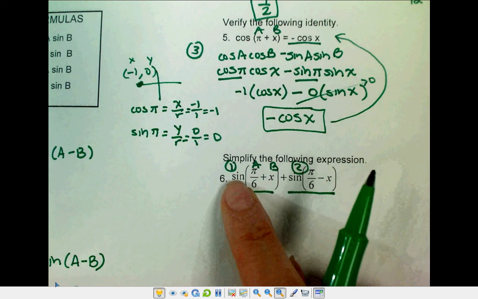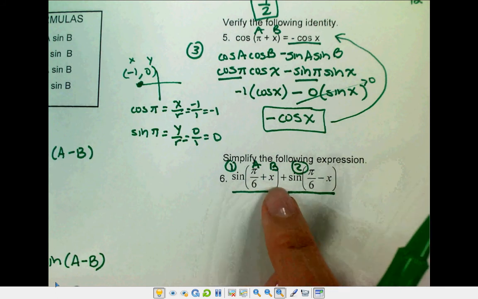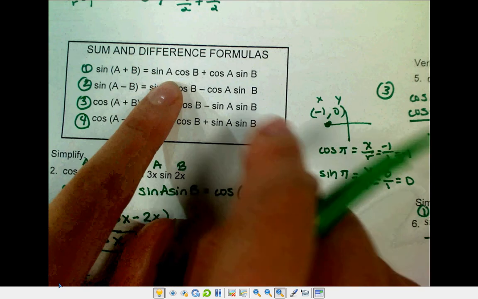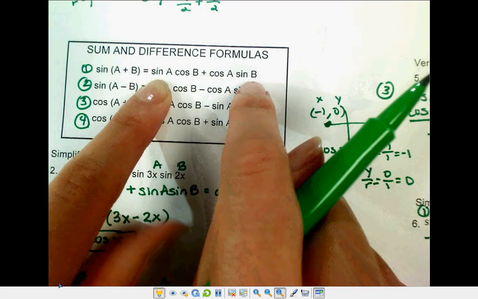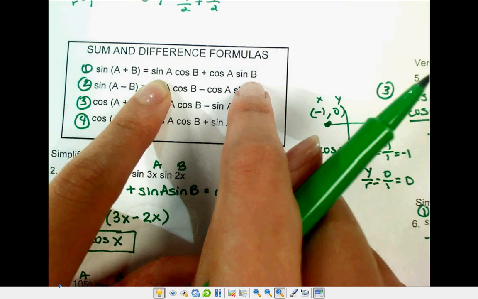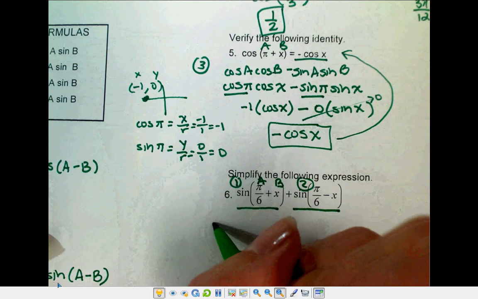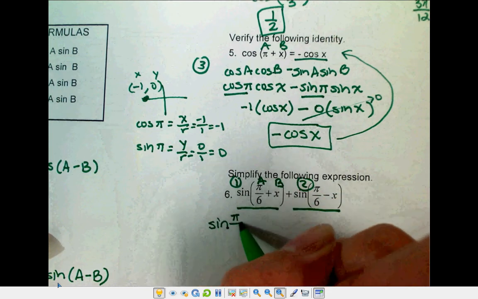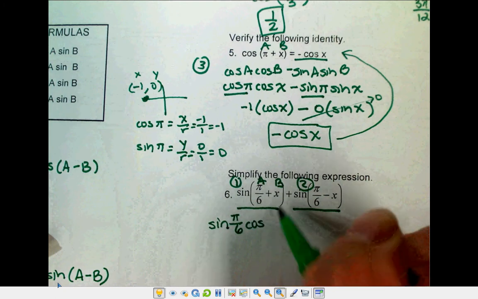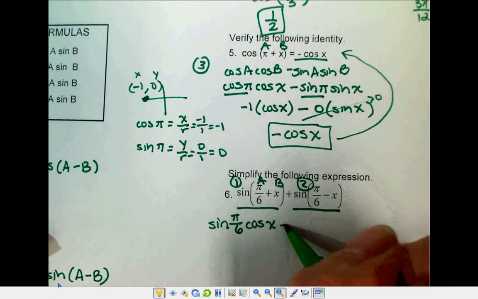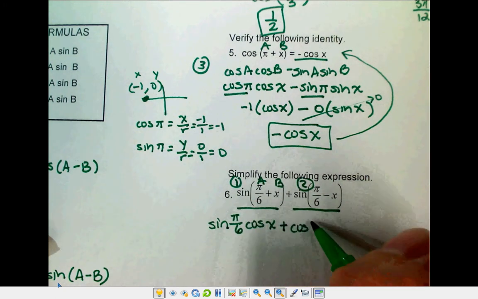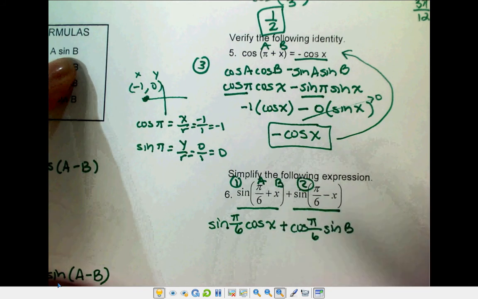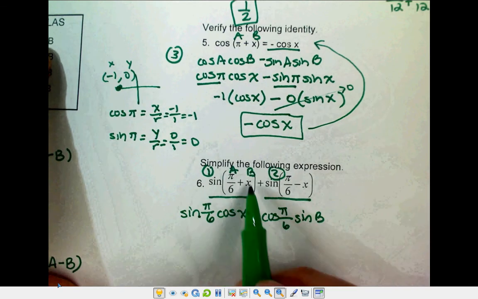So for this first one, this is sine of pi over 6 plus x. So we're using this first one. We're going to write it out using this formula right here. So sine a cosine b plus cosine a sine b. We have sine of a, which is pi over 6, cosine b, which is x, plus cosine of a, which is pi over 6, sine b, which is x. So this is this first one right here.